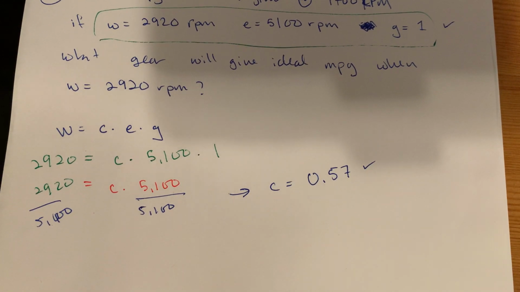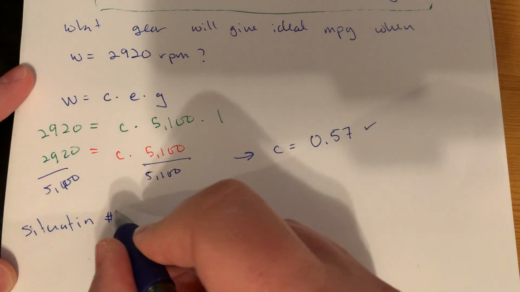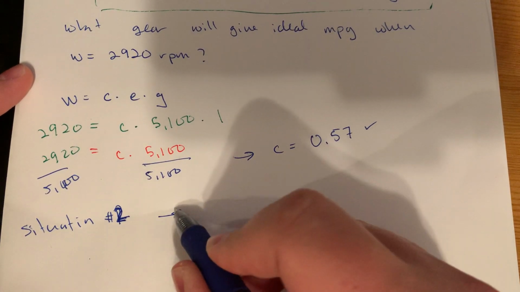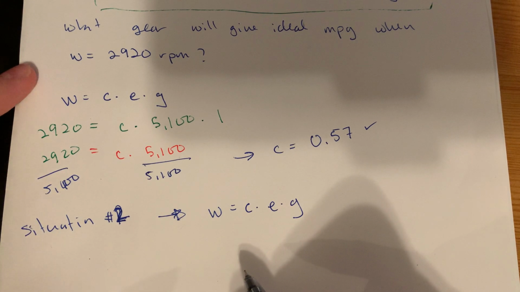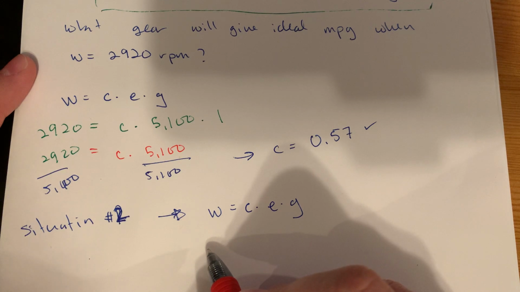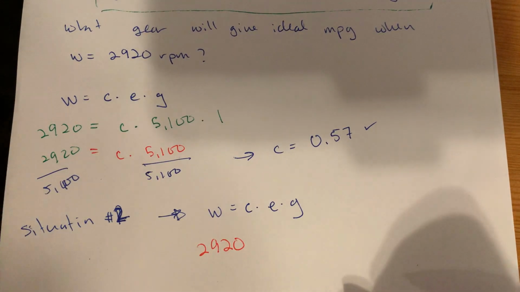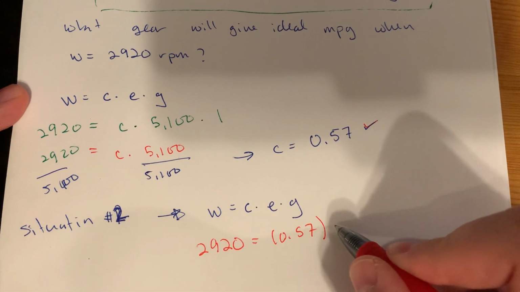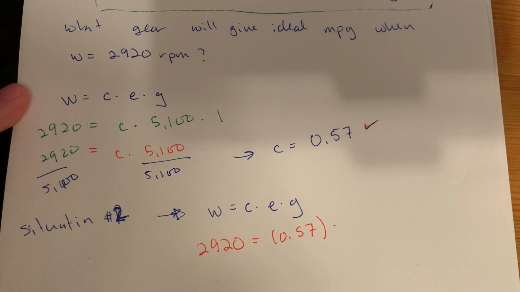We said, of course, these constants are going to be different for each engine. Then situation number 2. I said 2, but I wrote 1. Same equation: my wheel speed should be the constant times the engine times the gear. Let's plug this in. We have the wheel speed is 2920, the constant which we just found is 0.57. This is me realizing that the wheel speed is the same in both situations. We're trying to go the same speed and figure out what gear we should be in.